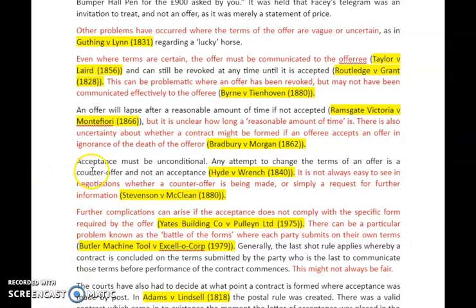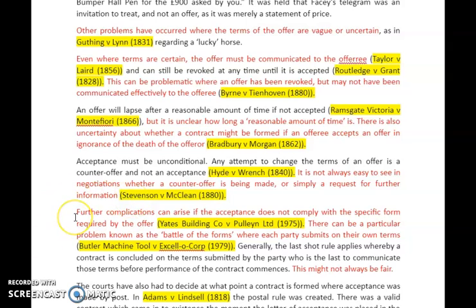The essay then goes on to look in more detail about acceptance. So the first rule is that acceptance must be unconditional, and any attempt to change the terms is going to be a counteroffer, and that comes from Hyde and Wrench. And it's not always easy to see in negotiations whether a counteroffer is being made or whether they're simply requesting further information, and you could use Stevenson and McLean to support that point.